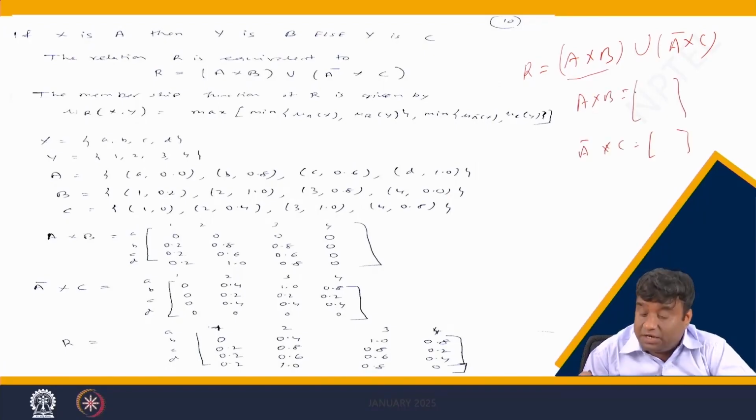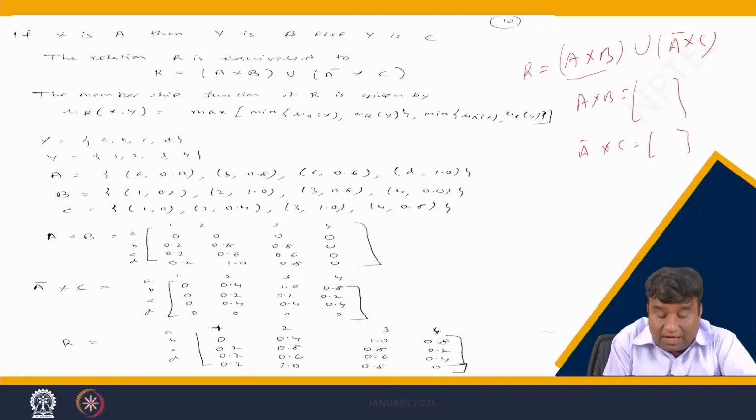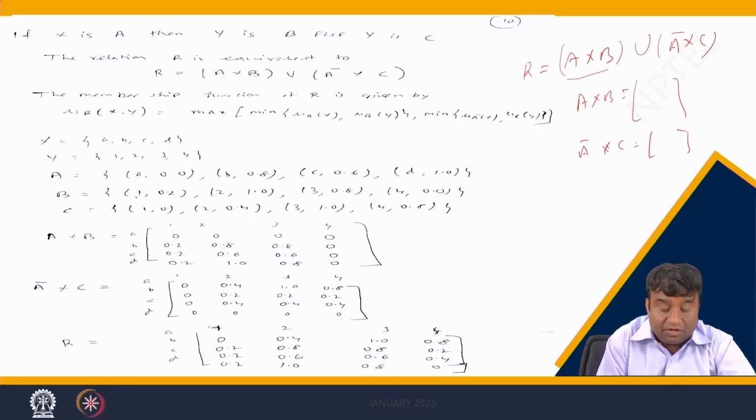First we find the Cartesian product A cross B, then A cross C, then we take the maximum value. So here we define X, the universe of discourse, as A, B, C, D, and Y as 1, 2, 3, 4. A is a fuzzy set with A 0.0, B 0.8, C 0.6, D 1.0. B is 1 0.2, 2 1.0, 3 0.8, 4 0.0. C is 1 0, 2 0.4, 3 1.0, 4 0.8.